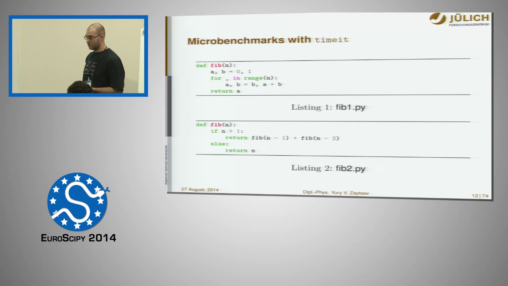Or you can implement directly the mathematical formulation. You can say that for any number bigger than 1, it's the sum of the previous two numbers, so fib of n minus 1 plus fib of n minus 2. Otherwise, it just returns what you've been given, which would be 0 and 1. And this function is not defined for negative numbers or floats and so on.